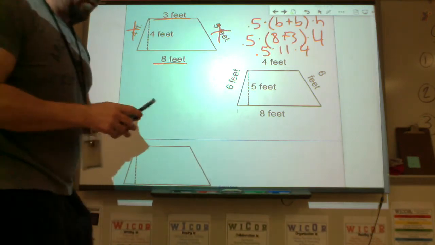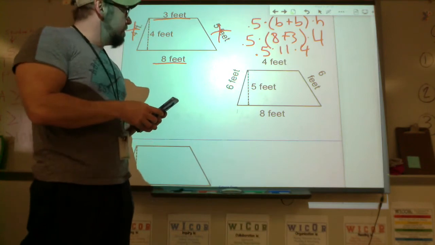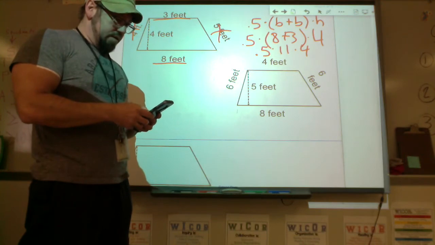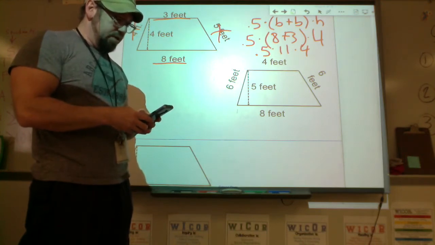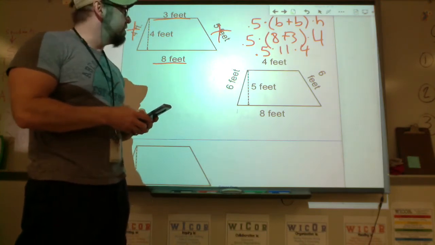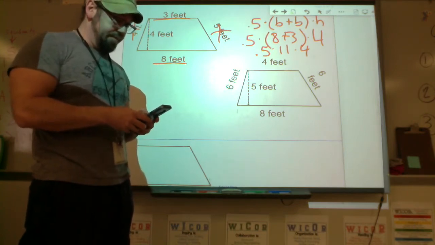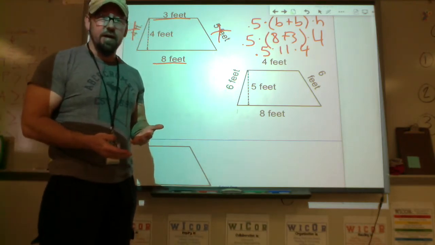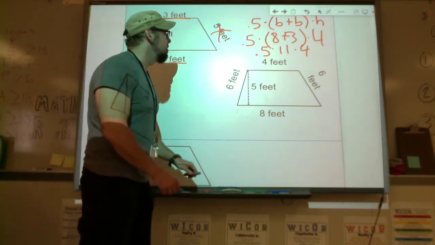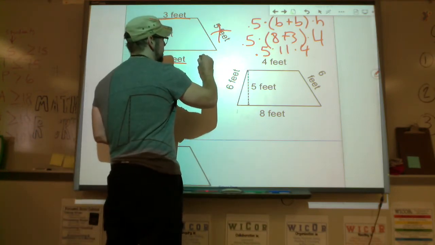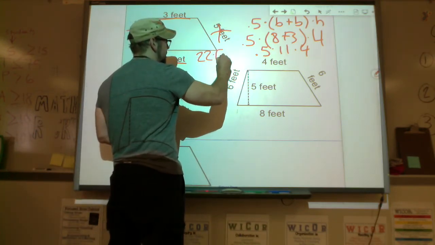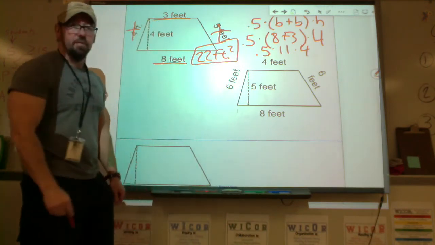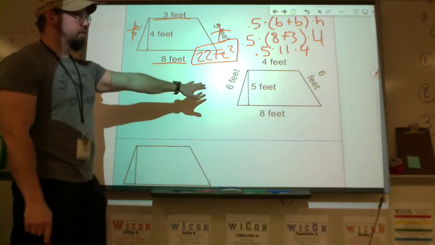Right, and I'm going to do it on my calculator. 11 times 4 times 0.5, I got 22. I'm going to do it twice because I want to make sure I get the right answer, right? I'm going to get 22 again. And because I'm talking about the area, it's going to be squared. So this will be 22 feet squared.